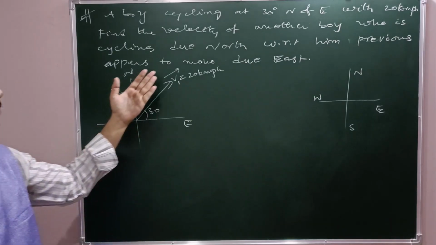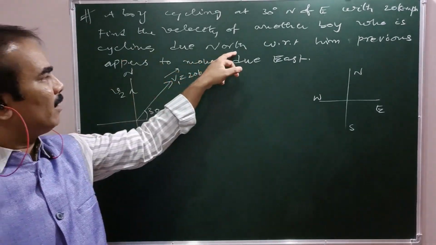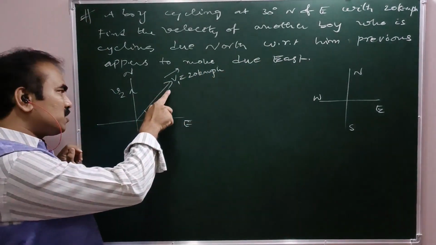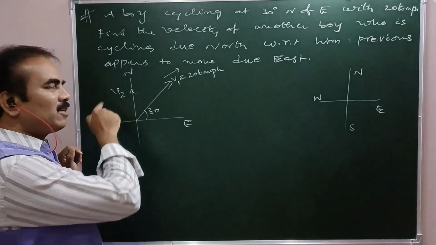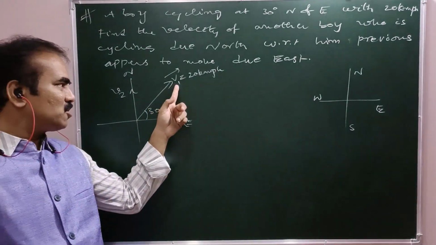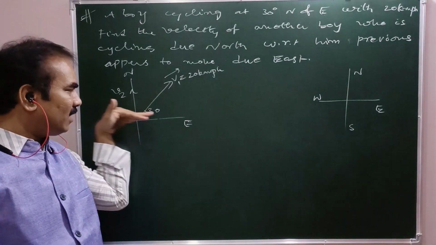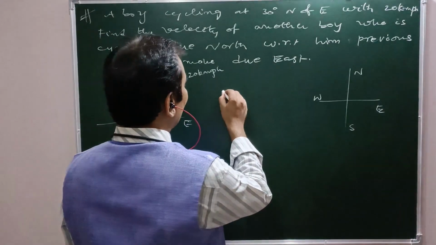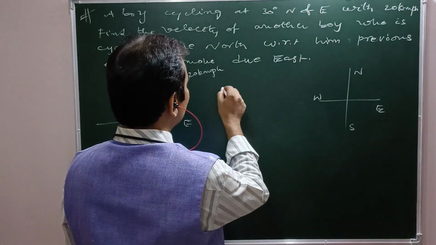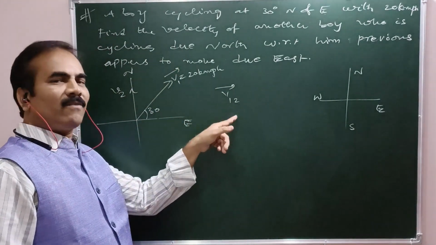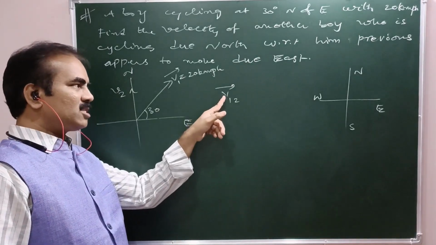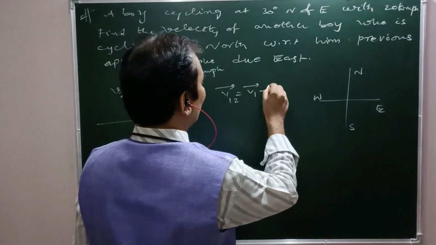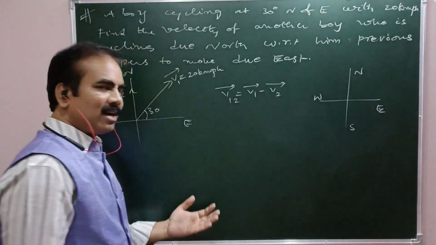Now the question is, with respect to the second boy, the first boy appears to move due east. That means the relative velocity of the first boy with respect to the second boy must be due east. So due east means this one. The relative velocity of the first boy with respect to the second boy, V12 bar, that is V1 bar minus V2 bar. That's the relative velocity concept.